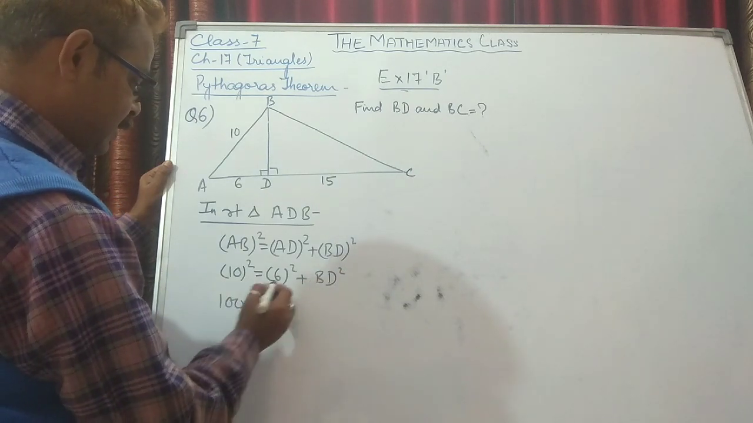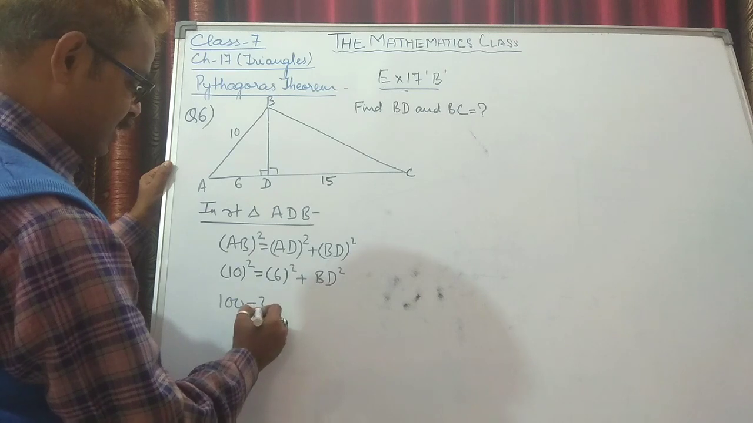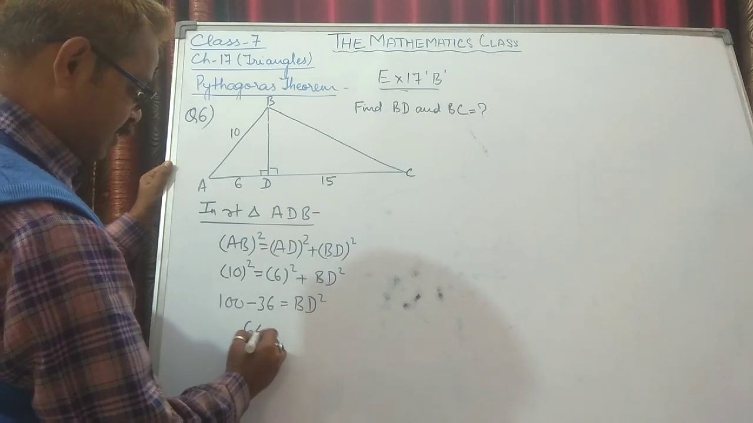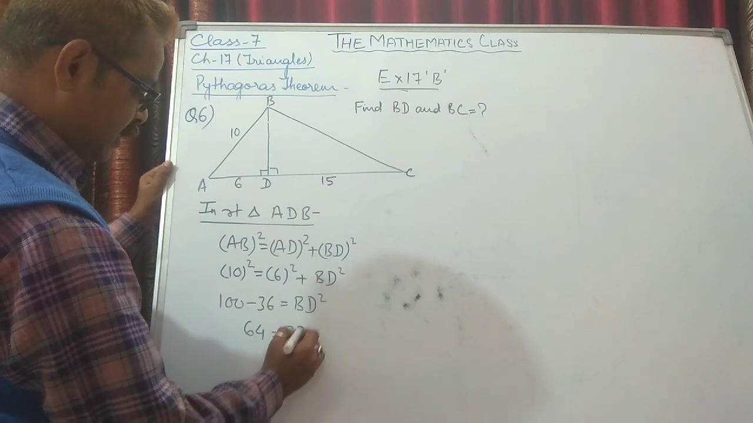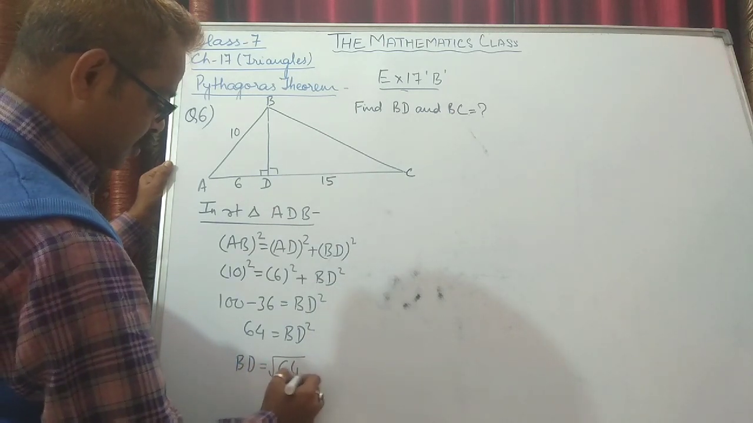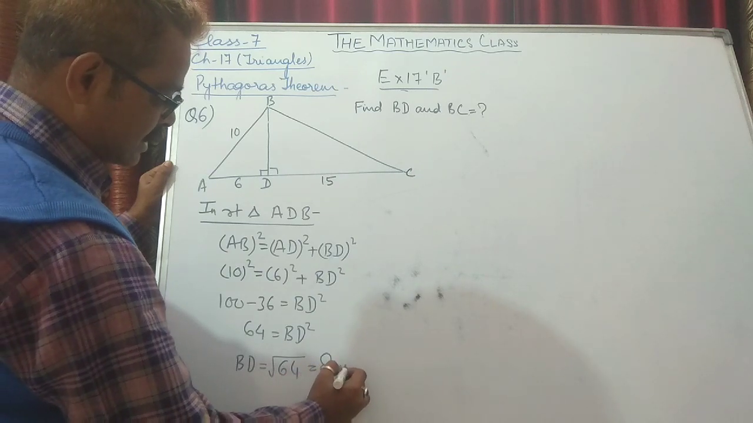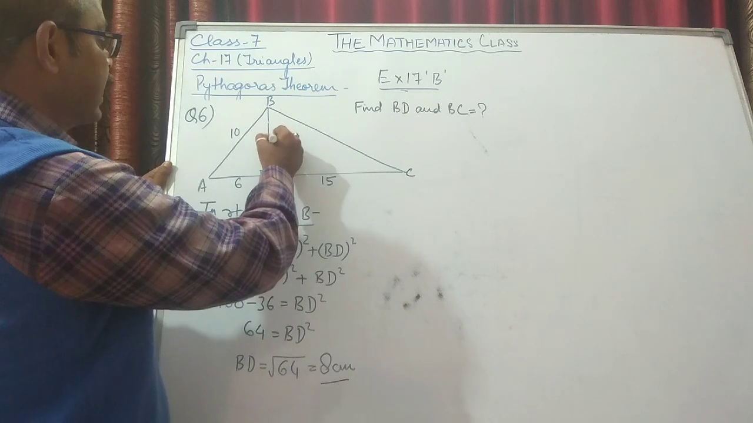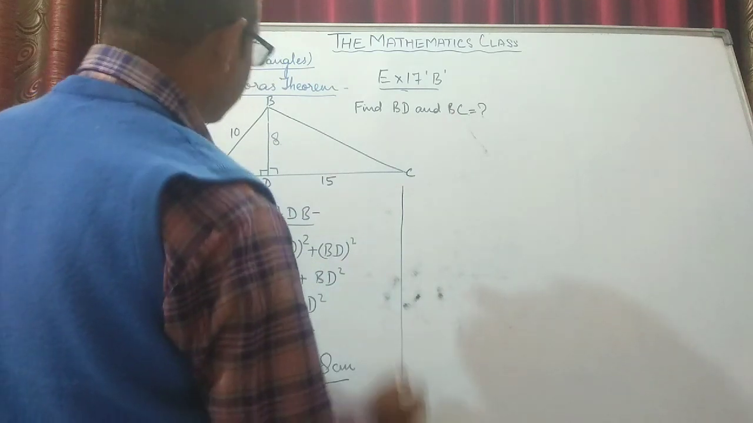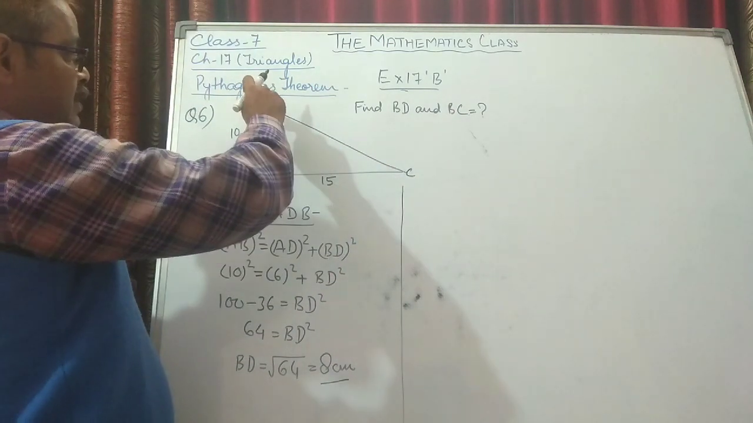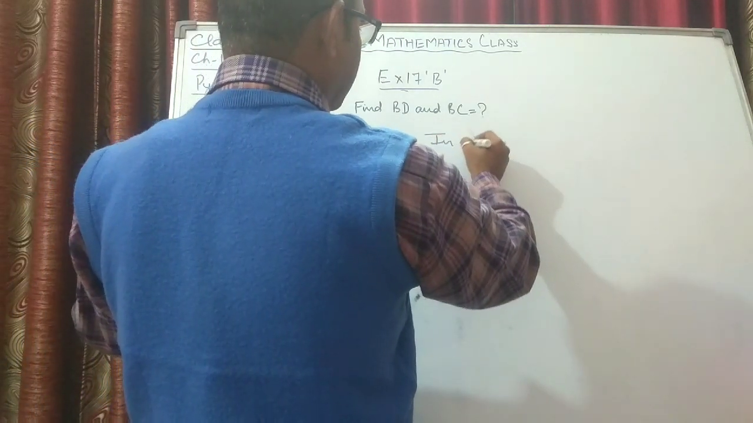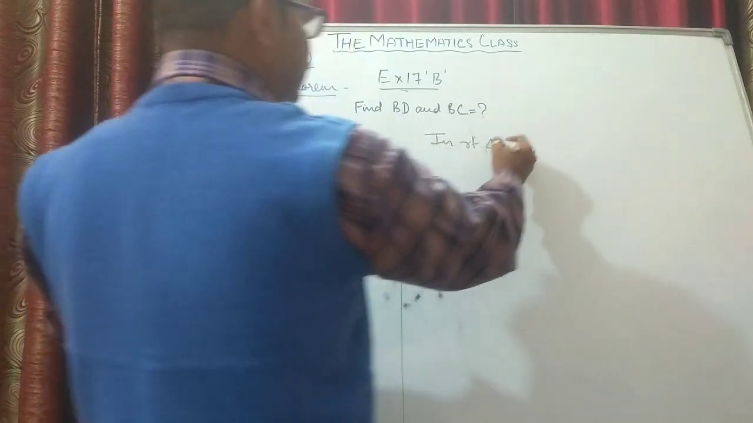10 square is 100. This 6 square comes to the side. So minus 6 square is 36 is equal to BD square. 100 minus 36 is 64 is equal to BD square. So BD will become under root of 64. Root of 64 is 8. 8 into 8 is 64. So 8 centimeter or 8 unit is the length of BD. We calculated BD. Now to calculate BC, we will consider triangle BDC. So here we will write in right triangle BDC.